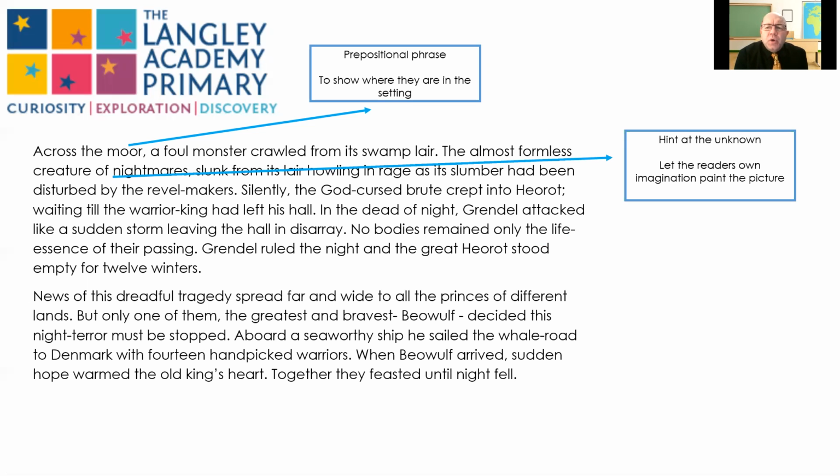A hint of the unknown. This allows the readers' own imagination to paint a picture. If we look in the actual text, there's very little information about what Grendel looks like. The almost formless creature of nightmares. The writer is allowing the reader to make up their own mind. What would a creature of nightmares be for them?